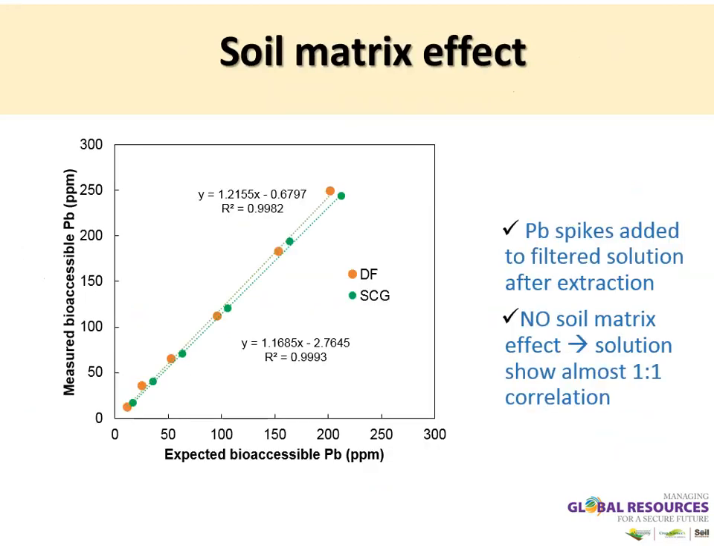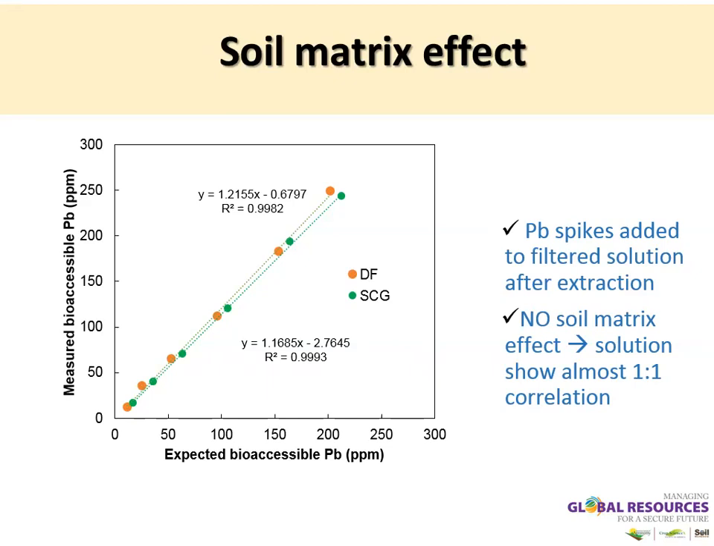Soil matrix effect. We tried to evaluate the soil matrix effect and see if there are any changes during extraction or after. So we added lead spikes to 2 different samples. The DF sample is a slightly acidic soil, pH 6. It has low phosphorus content, lead of about 300 ppm or milligrams per kilogram, and low organic content.